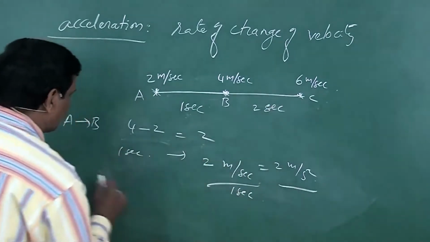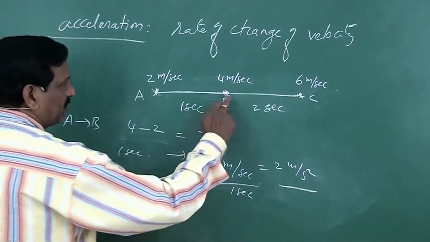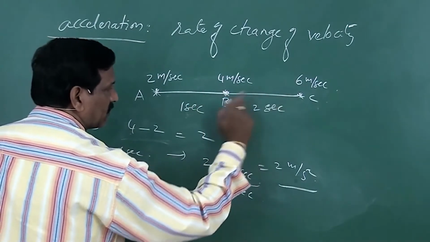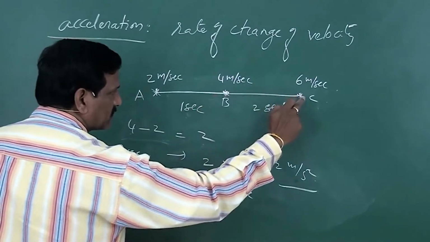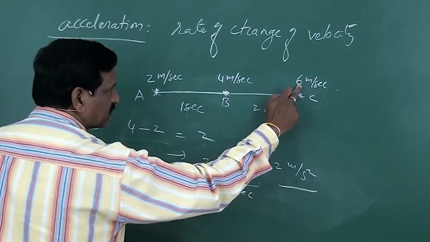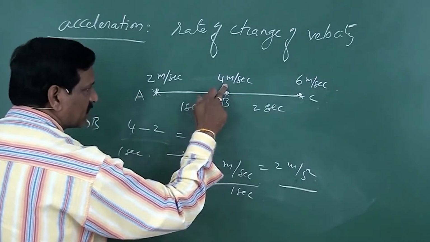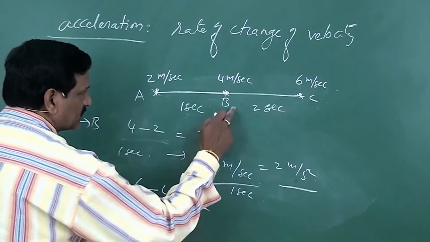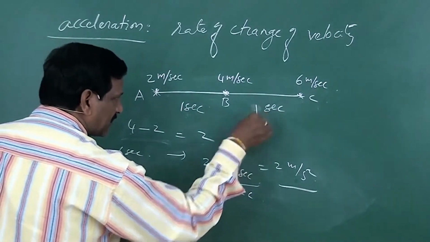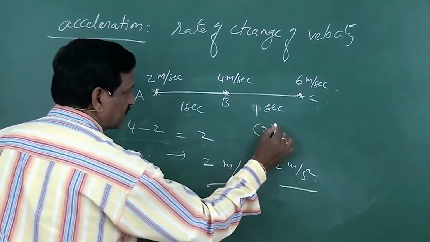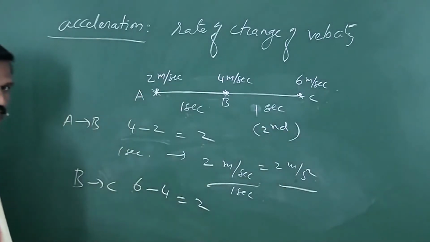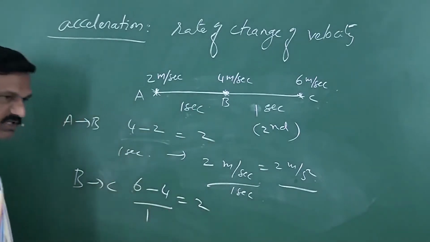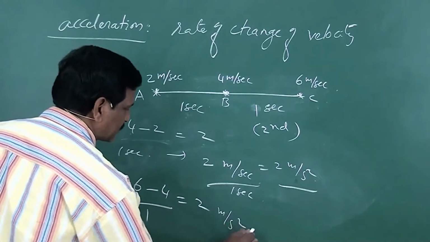And between B and C, the final velocity is 6 and the initial velocity is 4. For this journey, this is the initial point and this is the final point. So the final velocity is 6 meter per second, the initial velocity is 4 meter per second. So the change in velocity is 6 minus 4. This is again 2. The time interval is 1 second again here. So change in velocity by time is 2 meter per second square.